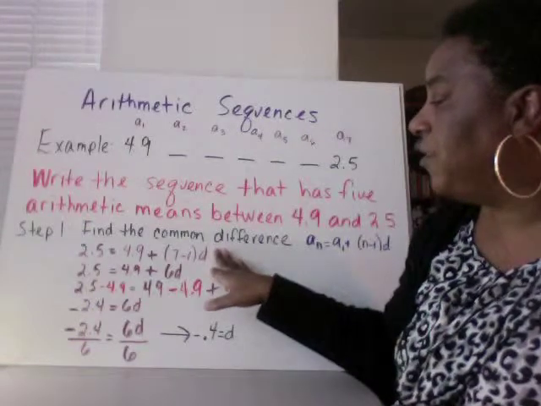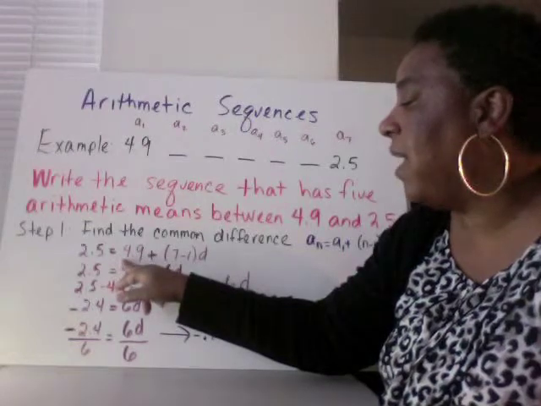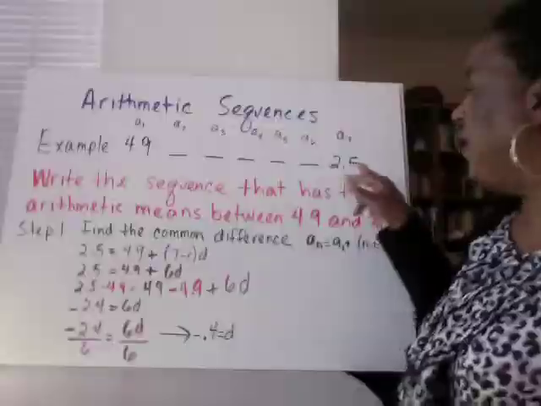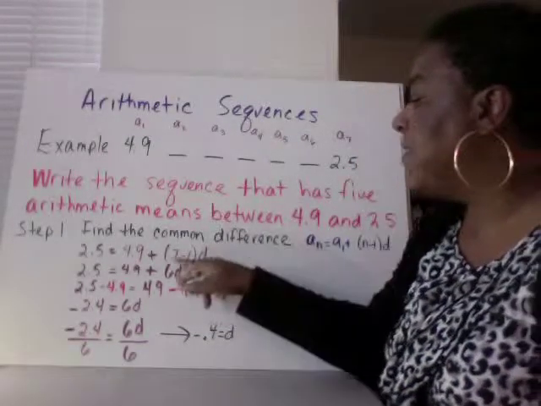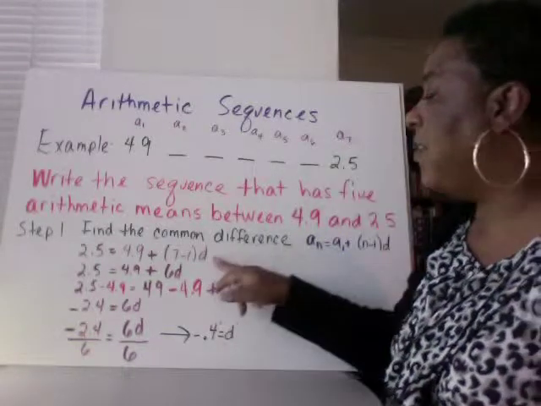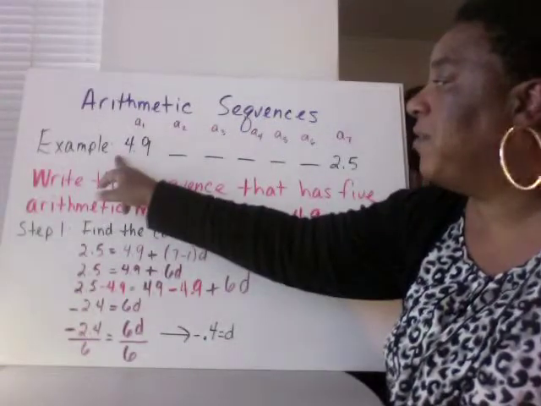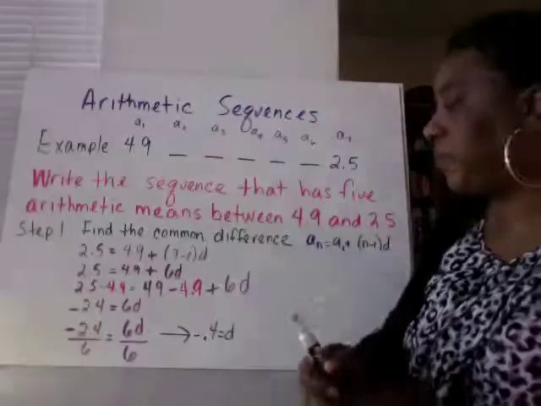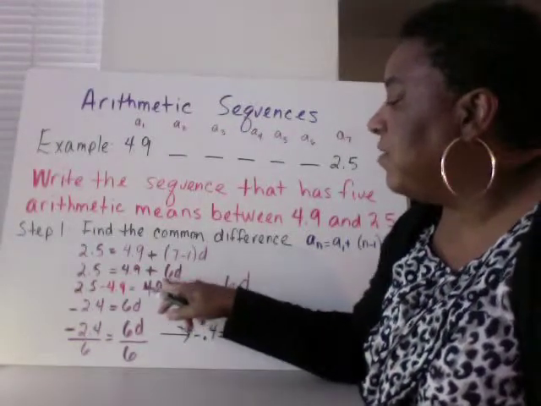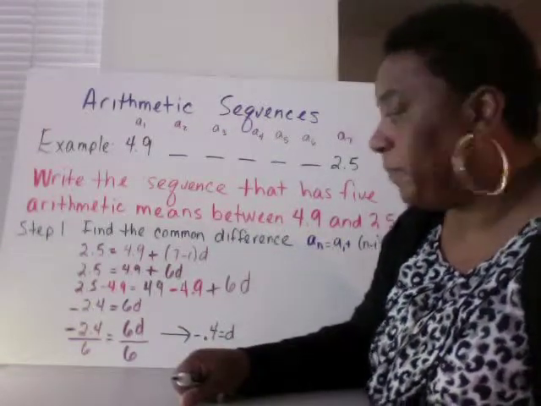Substituting those numbers into the formula, we have 2.5 is equal to 4.9 plus 7 minus 1, d. 2.5 is the seventh number in the sequence. 7 represents our n, which is the seventh number, and d is the number we're looking for. And 4.9, of course, is our first term, a sub 1. So 7 minus 1 simplifies to 6. So we have 2.5 is equal to 4.9 plus 6d.